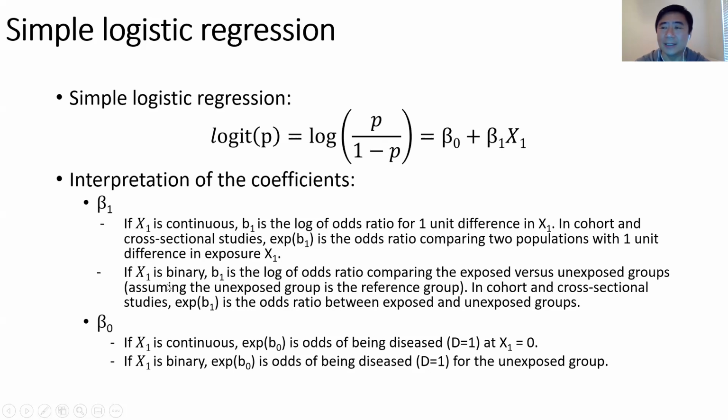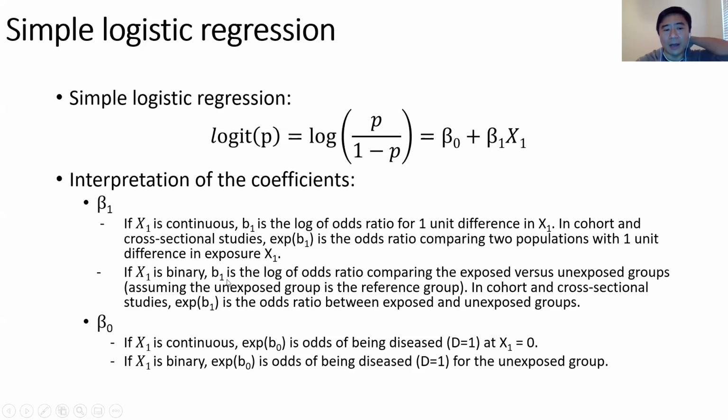And if your x1 is binary, then the estimated parameter of your beta 1, which is B1, is the log of odds ratio comparing exposed versus unexposed group, assuming the unexposed group is the reference group. In cohort or cross-sectional studies, the exponential of the estimated coefficient B1 is the odds ratio between exposed and unexposed group.